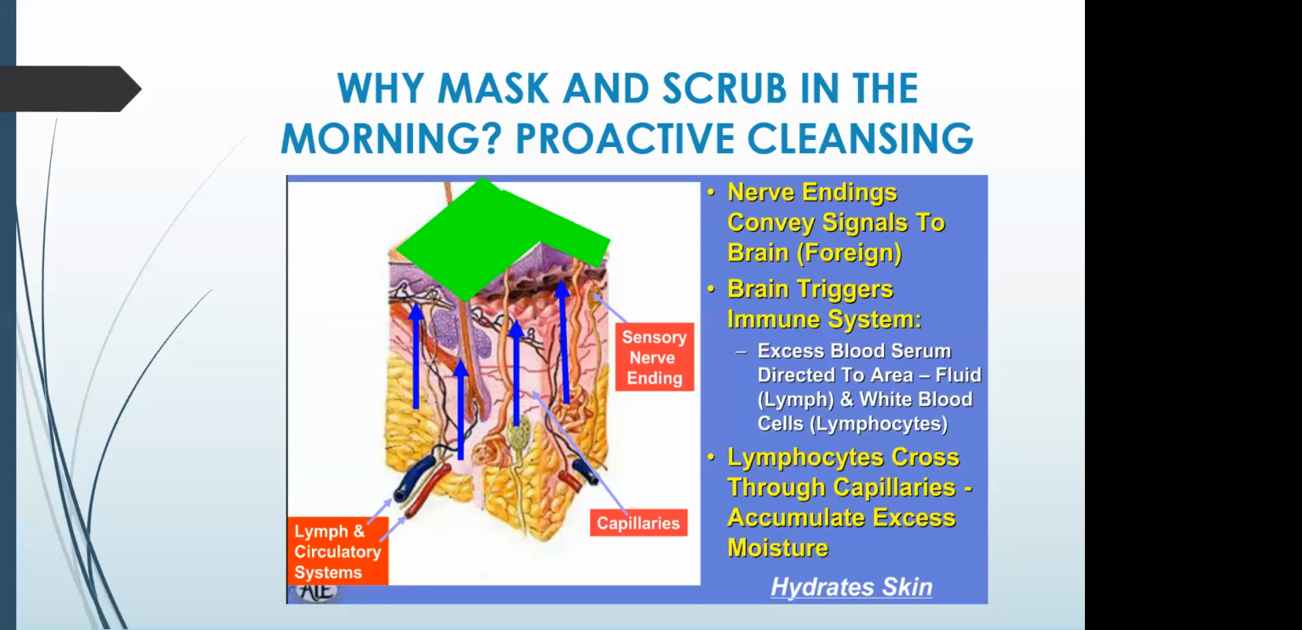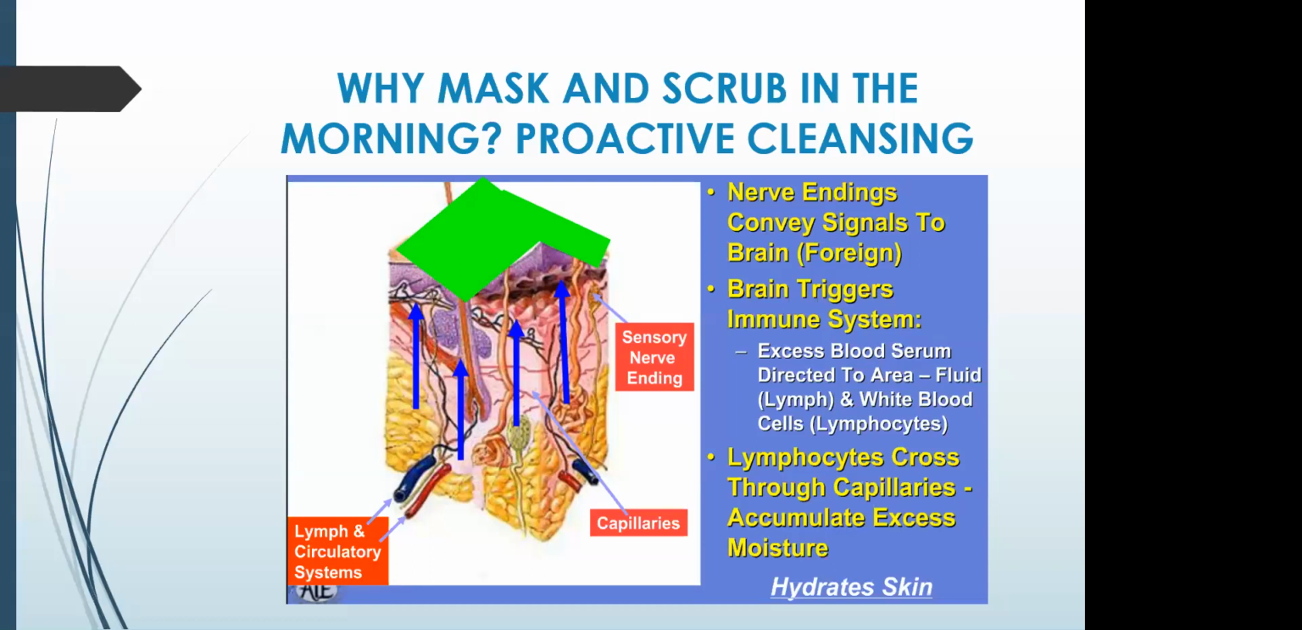Once the mask is applied, the skin sends nerve endings conveying a signal to the brain that there is something suffocating the skin. The ingredients of the mask, no matter how sedative the action, are perceived as foreign substance to the tissue. Because of this perceived threat, the brain triggers the body's immune system to begin an attempt to neutralize the reaction taking place on the surface of the skin. And then excessive blood serum is directed into those areas. This serum contains tremendous amounts of fluid or lymph with white blood cells, particularly lymphocytes.